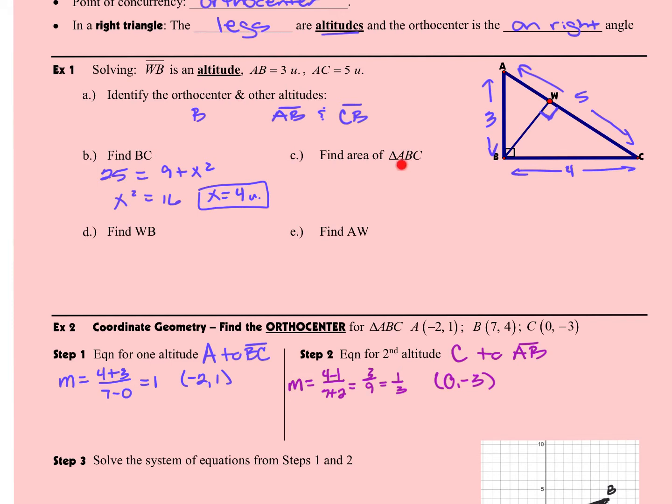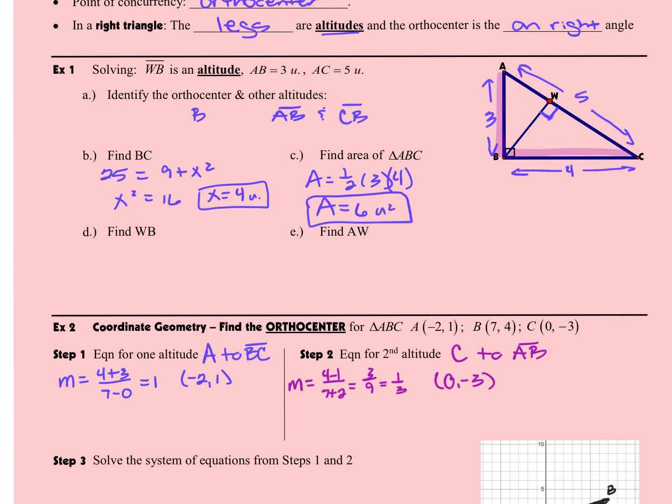Now, if we want to find the area of the triangle, we've actually done this before. If we want to find the area of the triangle, we know that if it's a right triangle, we can simply use the legs of a right triangle to find the area. So our area of this triangle is going to be 1/2, 3 times 4. So our area is going to be 6 units squared.